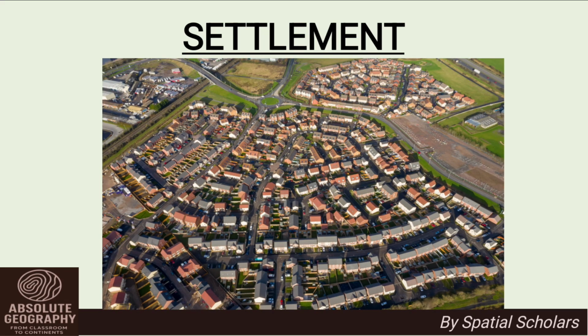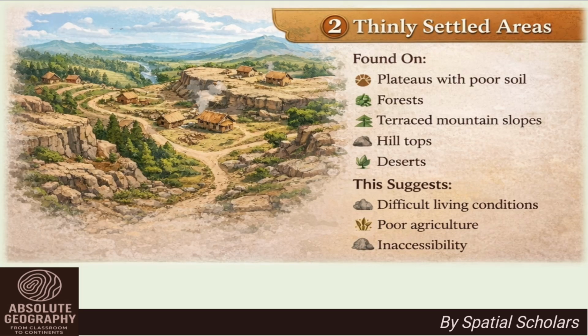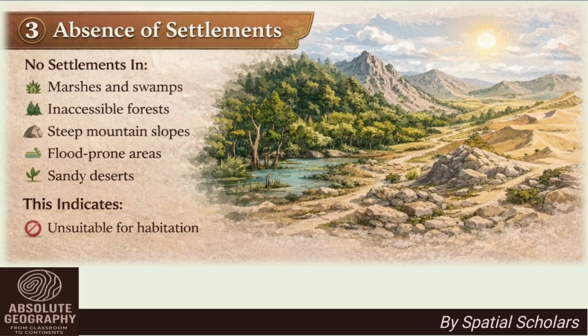For example, a thickly settled area indicates fertile land, availability of water, and suitable living conditions. It is often seen in plains or wide valleys. Likewise, a thinly settled area indicates difficult living conditions, poor agriculture, and inaccessibility. So the area may be a forest, a hilltop, or a desert region. Whereas absence of settlement suggests unsuitable conditions such as marshes, swamps, flood-prone areas, or sandy deserts.